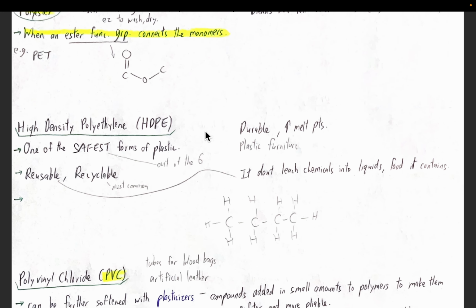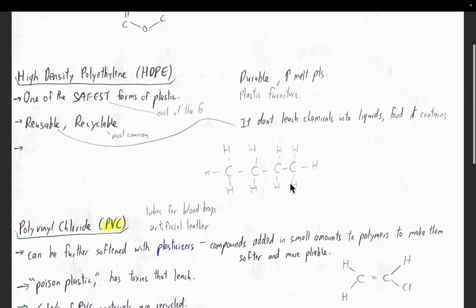But essentially, HDPE is known for being reusable and recyclable. They are durable, they have high melting points. That's the reason why some furniture is made out of HDPE. And yes, they don't leach chemicals into liquids and food that it contains. So yeah, it's very popular to recycle HDPE.